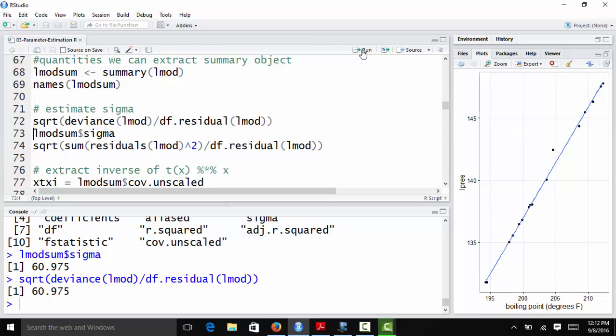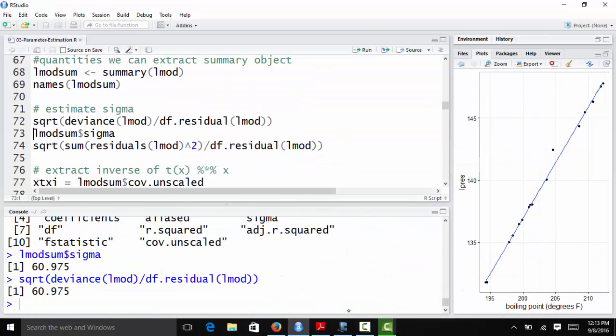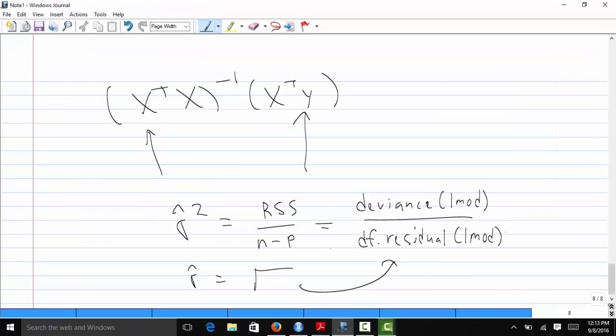Or manually, I could instead do this: the residual sums of squares is actually the sum of the squared residuals, right?